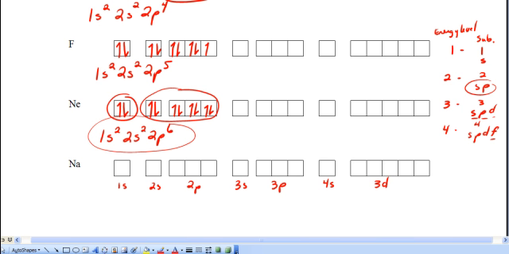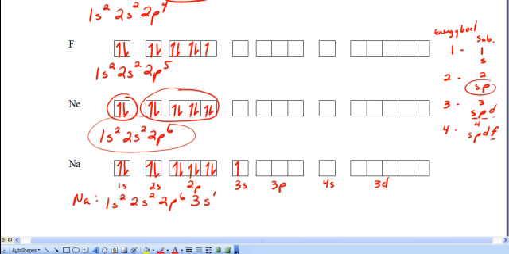But anyway, we're on to sodium with 11 electrons. So let's go ahead and place them in these orbitals. You have 1, 2, 3, 4, 5, 6, 7, 8, 9, 10, and now we have to move on to the third energy level, and there's the 11th electron. And now you have a 1s2, 2s2, 2p6, 3s1. So this would be the electron configuration for sodium.